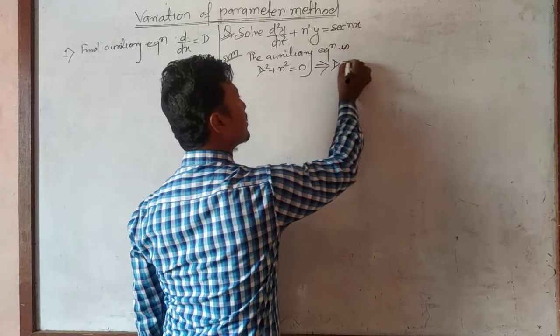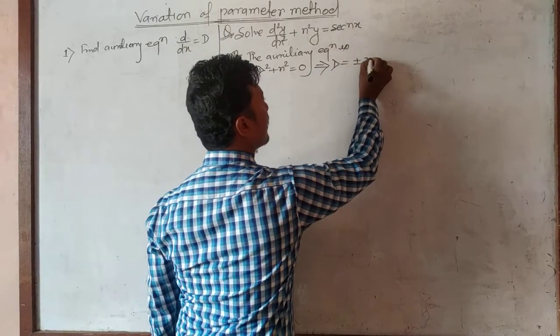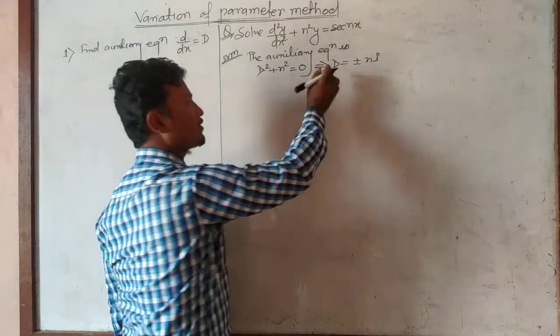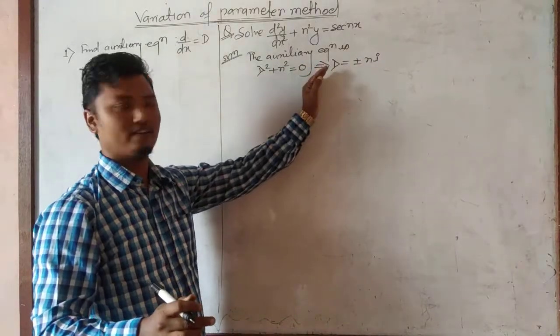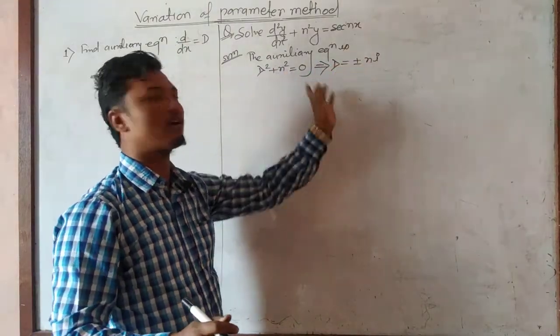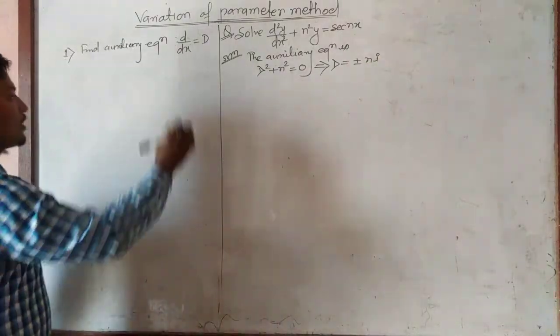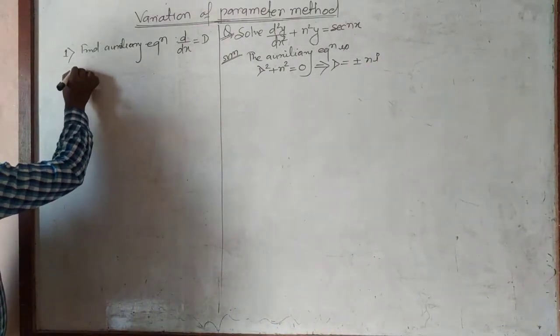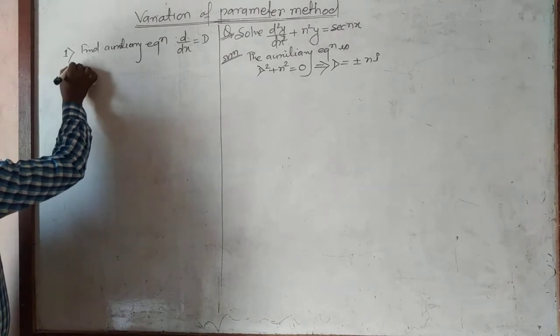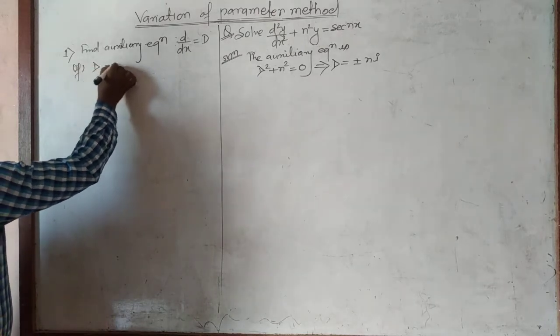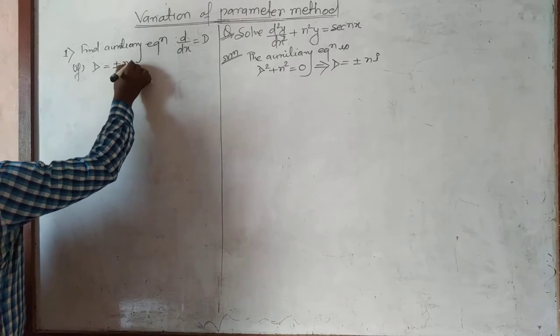The value of D is what here? Plus minus ni. Because if this number goes to the other side, then it becomes minus. So where there is minus here, the square root of minus any number is what? i, then n. So now the value of D, the first case, if D is equal to plus minus, suppose, ni.